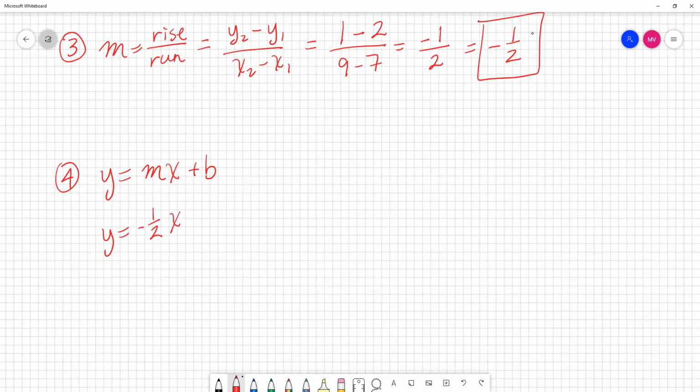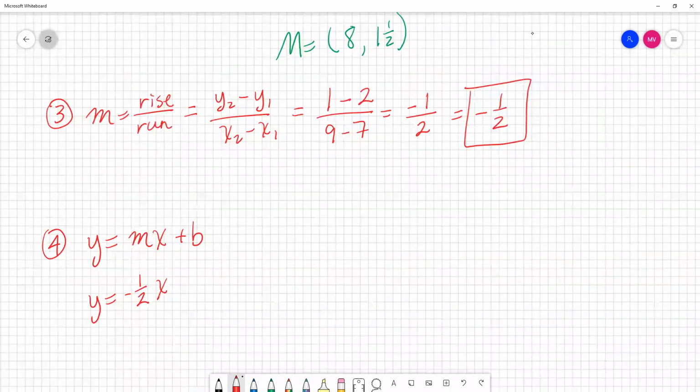Slope, therefore it is -1/2. What's my b? How do I calculate my y-intercept?